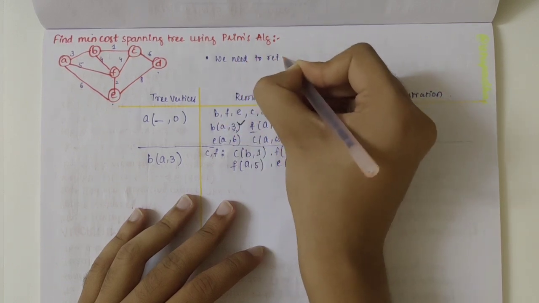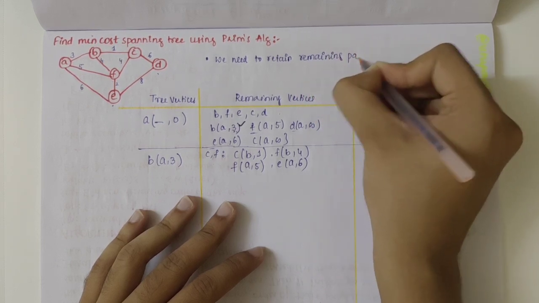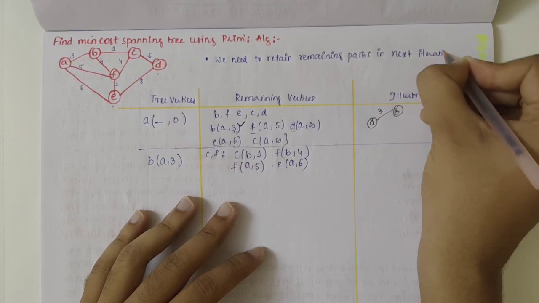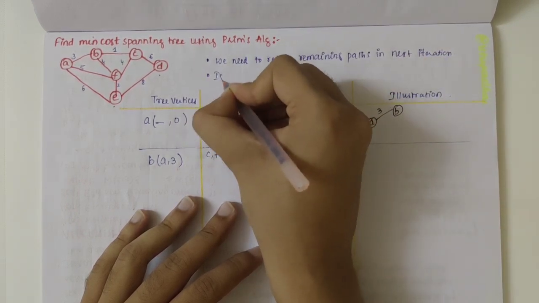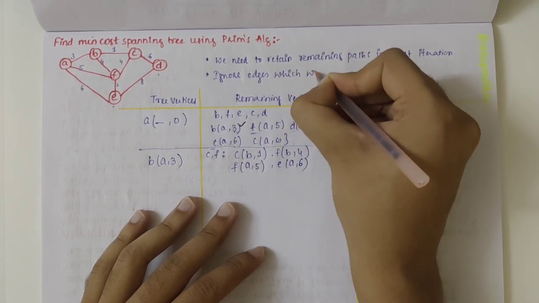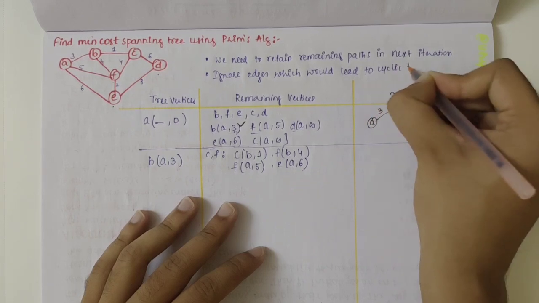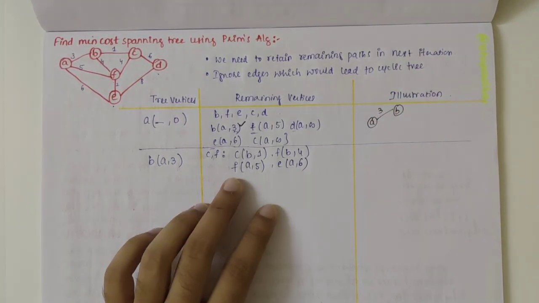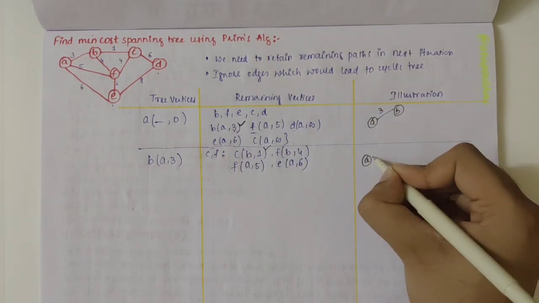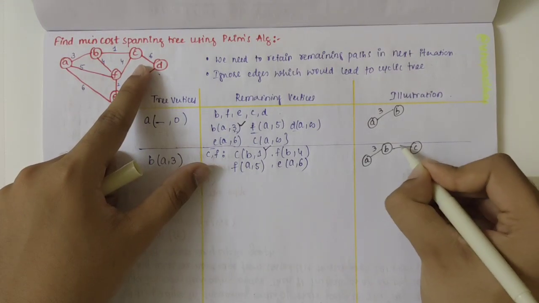We need to retain the remaining path in the next iteration and ignore edges which would lead to a cyclic tree. So here I can select B to C as 1. So I started from A, I went to B, this path was 3, and B to C is 1.